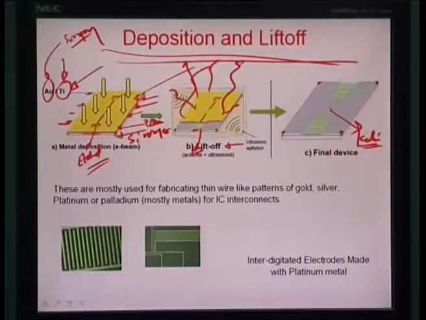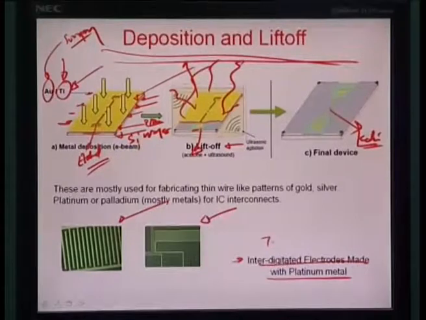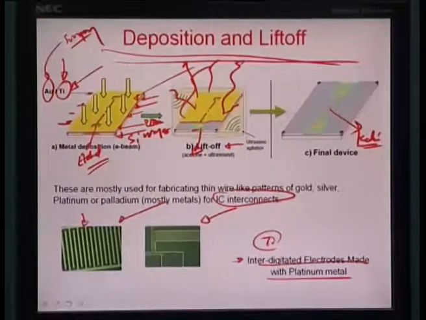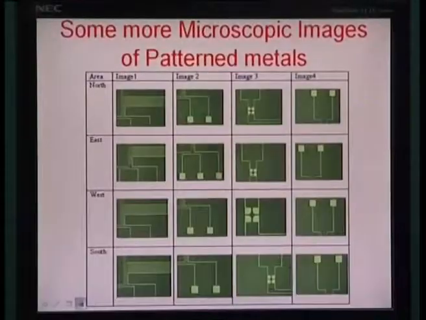Let me show you some of the examples. For example, this essentially is an excerpt from my previous work where we are showing a set of interdigitated electrodes made with platinum metal with a titanium interlayer in between. So these can be mostly used for IC interconnects. In this case it is used for a BioMEMS device, as I will be discussing later in the part where I will be doing a discussion of the research area essentially.